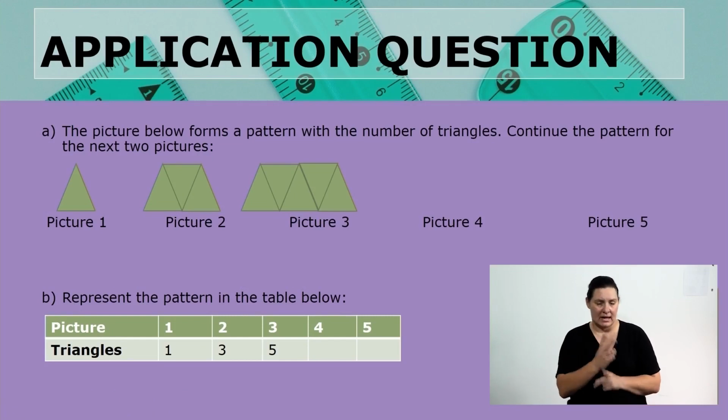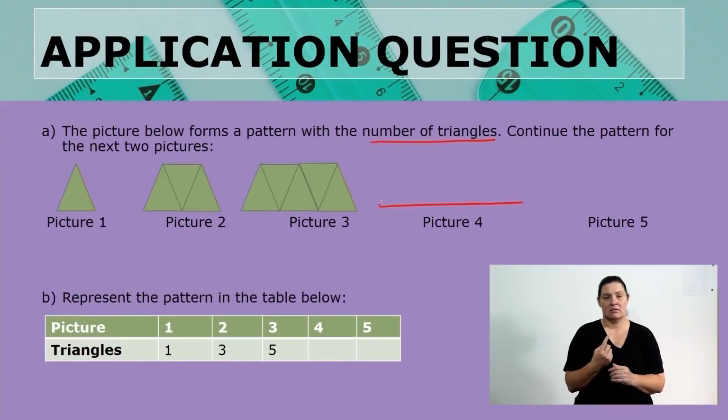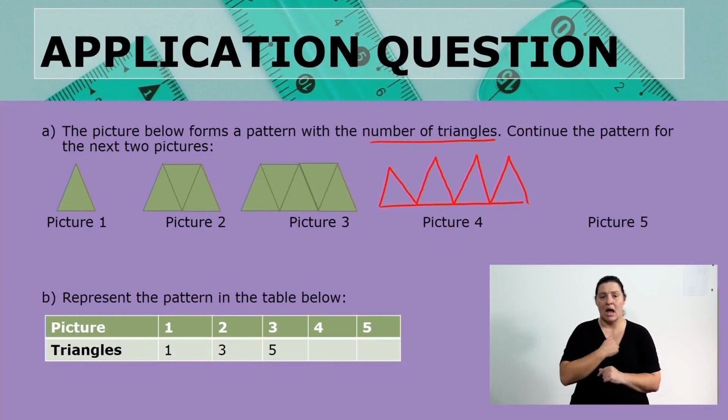We've been given a picture again, but now we are looking at the number of triangles. Remember previously we were looking at the number of lines? Now we are looking at the number of triangles. So firstly, let us now complete this diagram and see what our picture number 4 will look like.